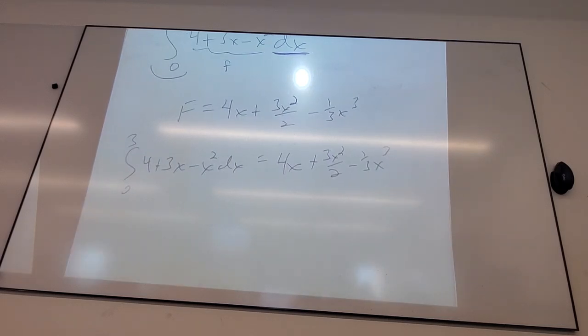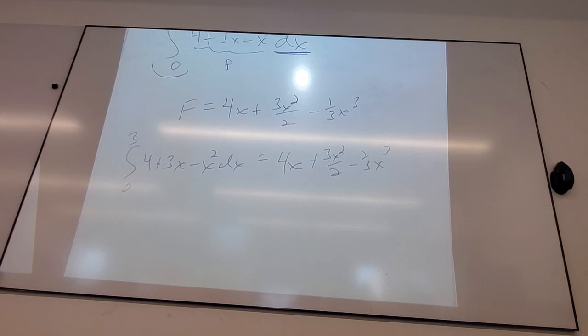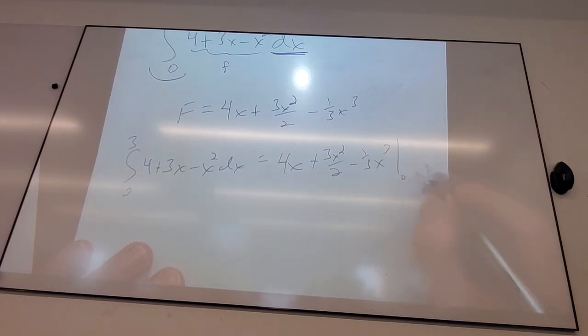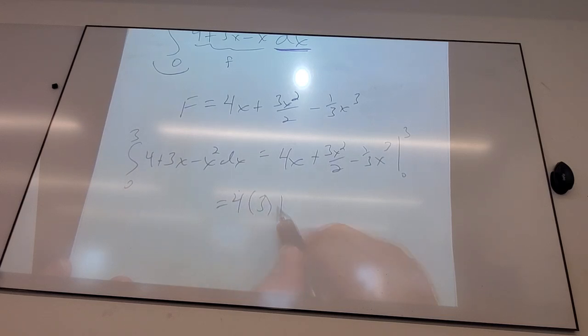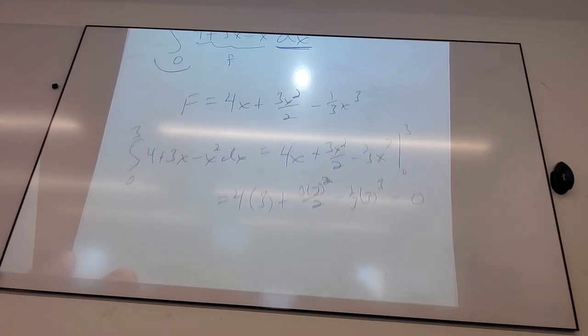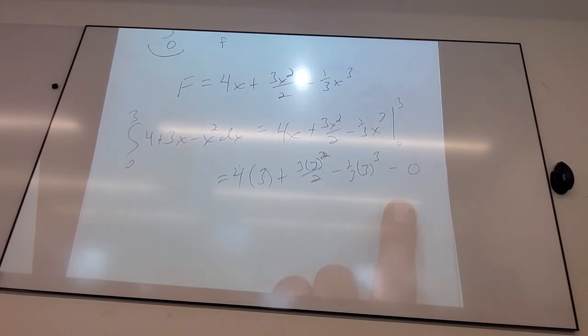And here's how we show what we're going to evaluate between, when we do integrals. We just put a little line at the end. So I think of this as evaluated from 0 to 3. You plug in the top number, and then you plug in the bottom number, which is just going to be 0. Is that cool? And you take the difference, because it's F of b minus F of a.